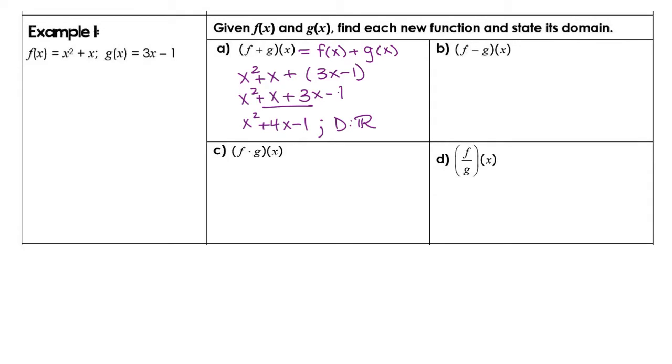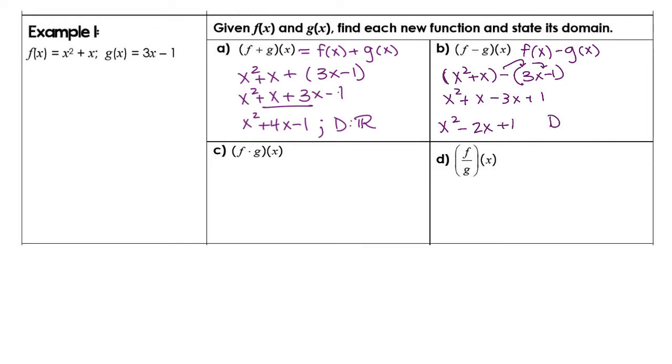Okay, for our next problem, we are subtracting, so do keep in mind this means that you're going to have f at x minus g at x. And so when we're subtracting, our first function we have x squared plus x, and then minus, and I'm going to make sure I put that second function inside the parentheses because I will need to distribute that negative. So I have x squared plus x minus 3x plus 1, and now again combining those terms, it looks like we have x squared minus 2x plus 1, and again this domain would be all real numbers.